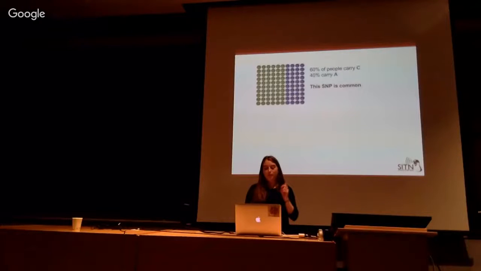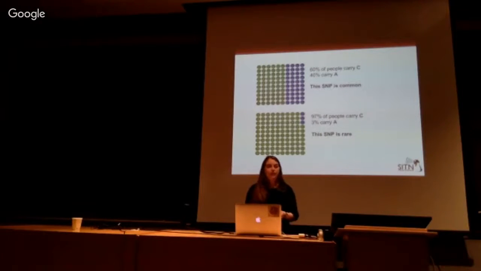But if we took 100 people, and now 97% of people carry a C, and only 3% of people carry an A, I would say that that SNP is rare. Because if I pull a person at random from the population, the chances that I would pull someone who had an A at that location would be really, really small, right? Most people are walking around with a C.